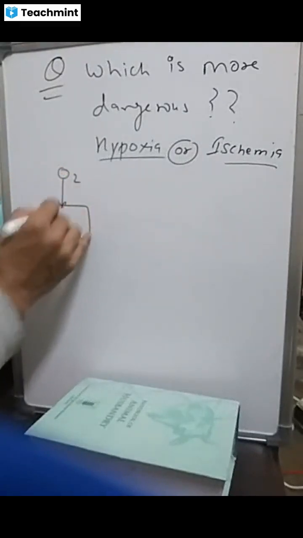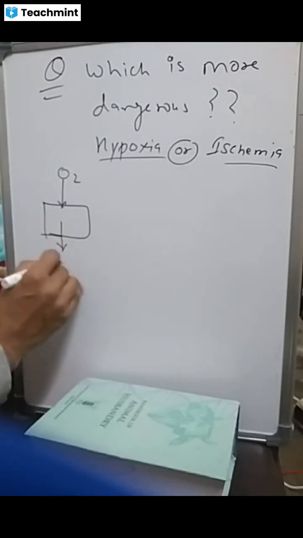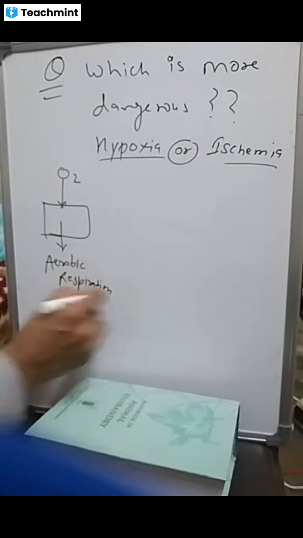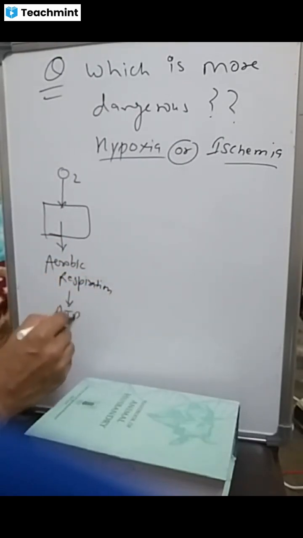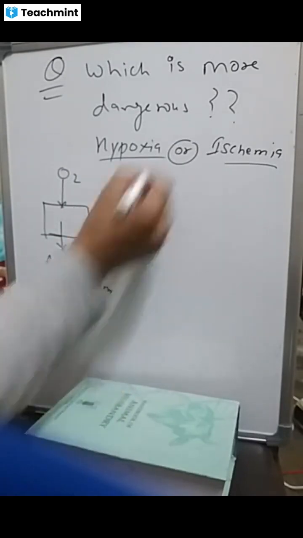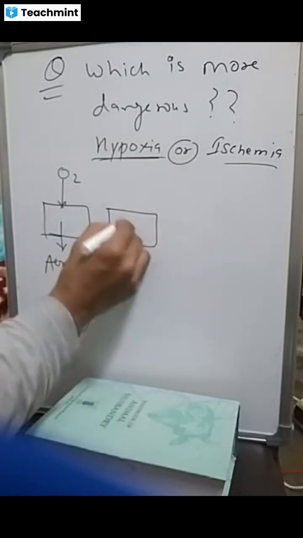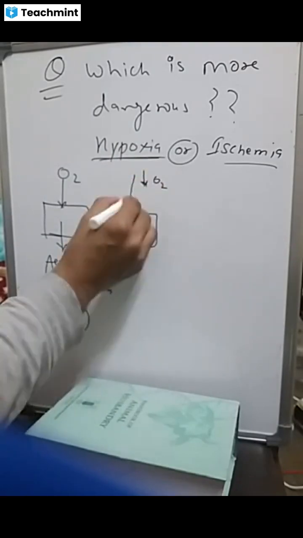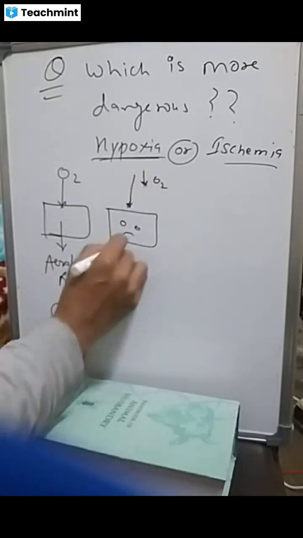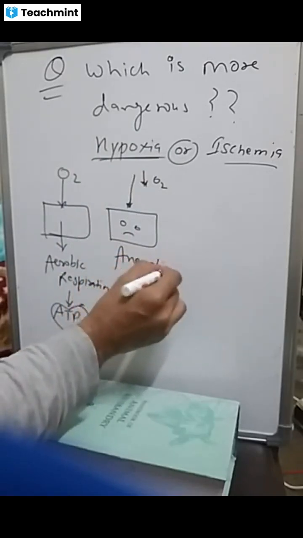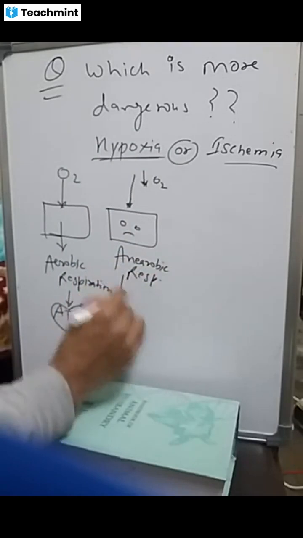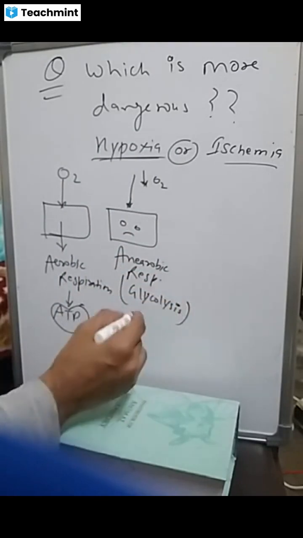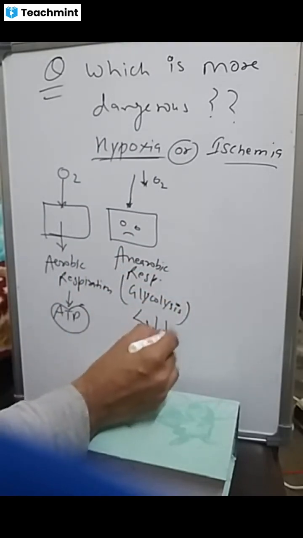which is taking oxygen and normally it is doing aerobic respiration, aerobic respiration and a lot of ATP. In case of hypoxia, this is the cell, it is getting less oxygen. So if it is getting less oxygen, there will be anaerobic respiration, that is known as glycolysis. So in glycolysis, we will get less ATP.